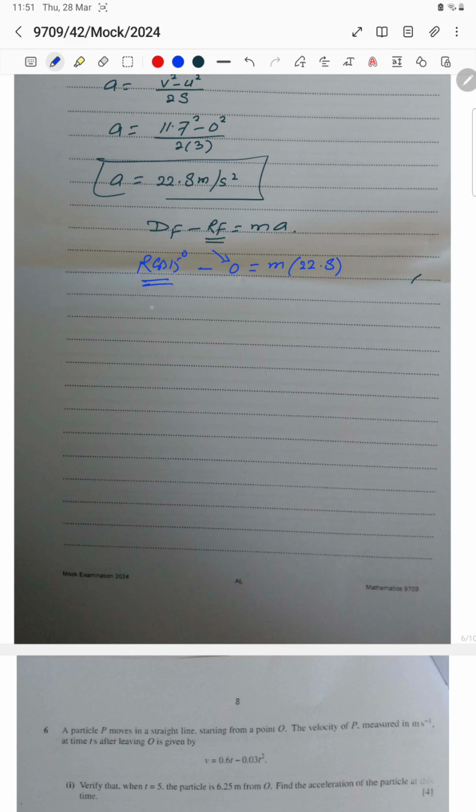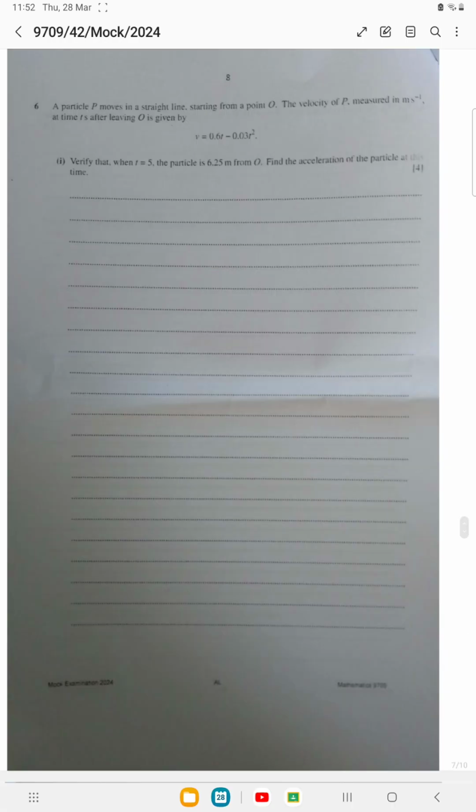And the value of this is what? R we have calculated in the first part. R was 12.4. So 12.4 cos 15 degree is equal to 22.8 m. So m will be 12.4 cos 15 degree divided by 22.8, and after calculation we will get 0.525 kg. Right, this is the mass of the bead while moving from point A to B. I hope it is clear.